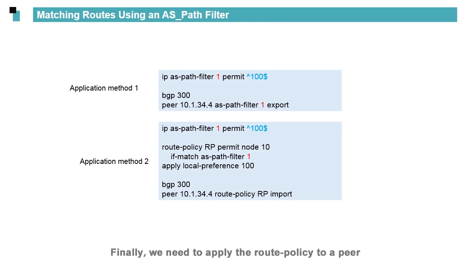Finally, we need to apply the route policy to a peer. In this example, the route policy is applied to the peer with the IP address of 10.1.34.4 in the inbound direction. In this way, the local preference of the route received from the peer is set to 100.